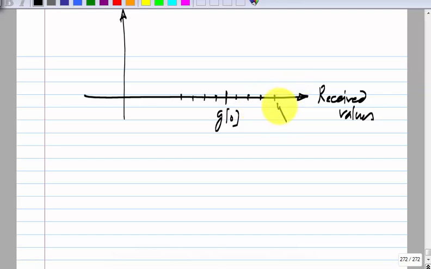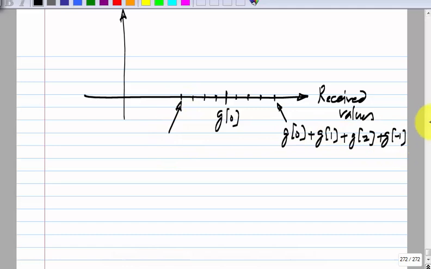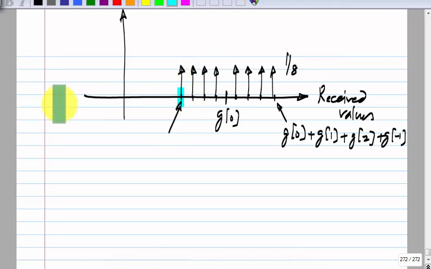So, for instance, this could correspond to g of 0 plus g of 1 plus g of 2 plus g of minus 1, okay. And this will correspond to all of them being negative, all of them subtracting from the cursor value. And if you look at the probability of each of these desired values, the probability density function is a set of impulses, right? Because each of these has a probability of how much? 1/8. Each has a probability of 1/8. Now, if your received symbol is here, there is some probability of error. If your received symbol is there, there is some other probability of error which is much smaller.